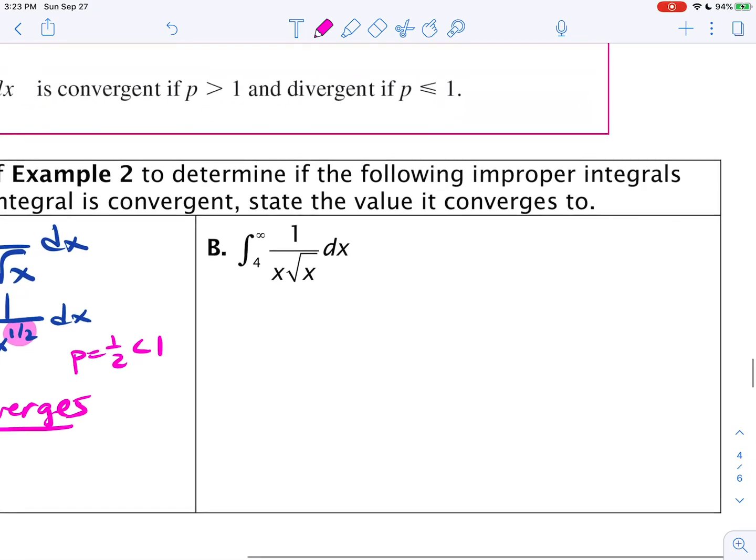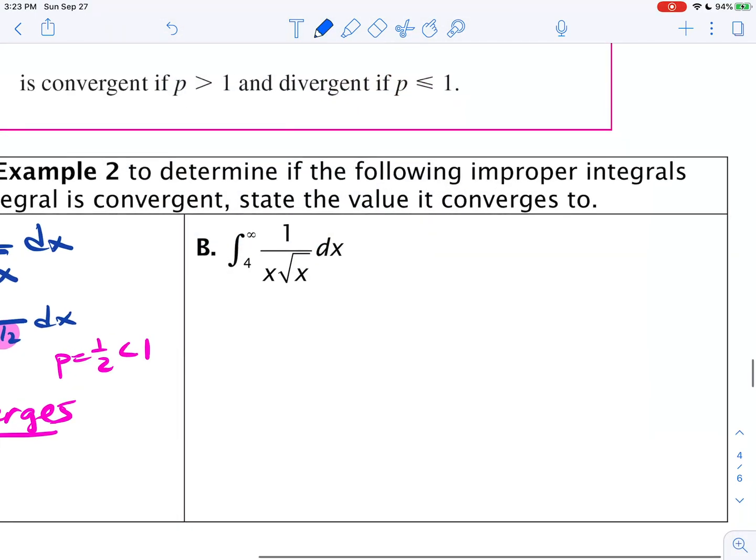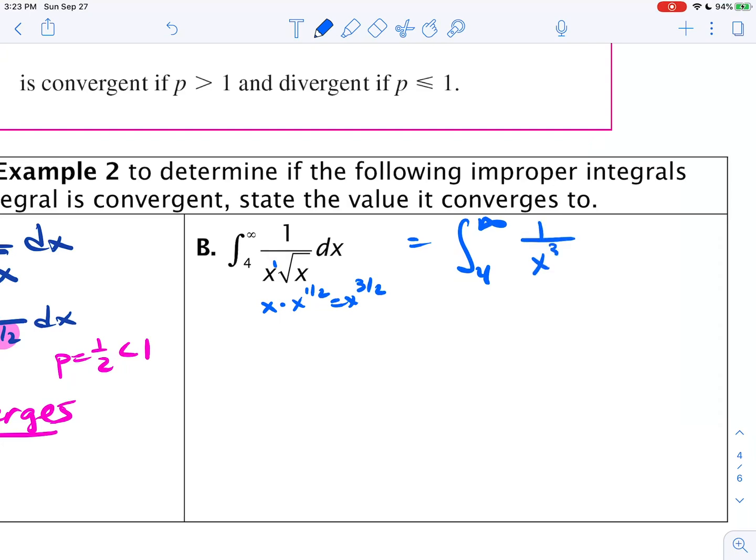Good. And here I have, and it doesn't matter, we don't need to have from 1 to infinity. We can have from 4 to infinity, because if 1 to infinity converges, then 4 to infinity is going to converge. So again, I'm just going to use my exponent rules. This is x to the first power, and that's x to the 1/2, and that's going to be x to the 3/2. So if I have the integral from 4 to infinity of x to the 3/2, I do see here that p is equal to 3/2, which is bigger than 1. So we do know that we have a convergent improper integral.